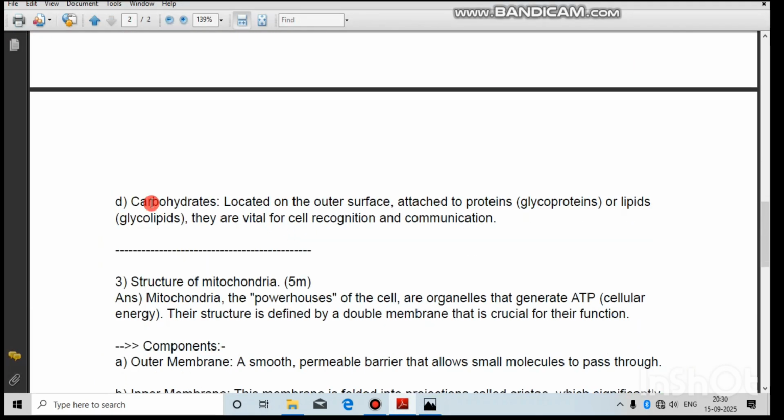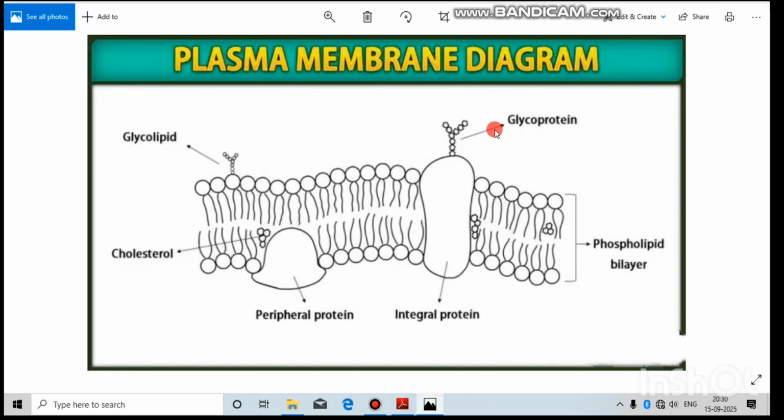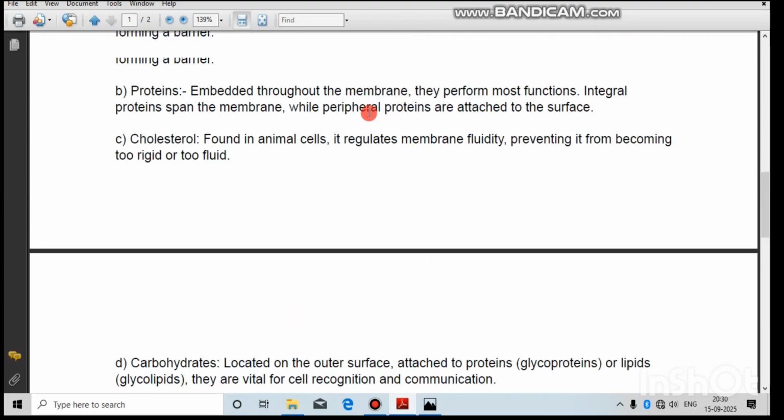The last component is the carbohydrates, guys. Carbohydrates here, as you can see, we have got. If that carbohydrate is attached to these head like structures here, then we will call it glycolipid. If they are attached to these proteins here, then we are going to call it glycoproteins, guys. So that is all about the structure of plasma membrane.